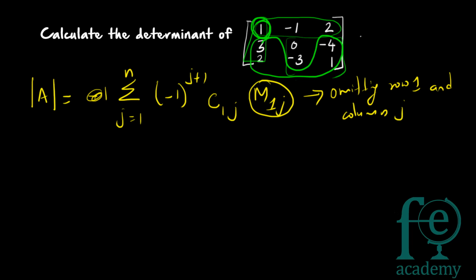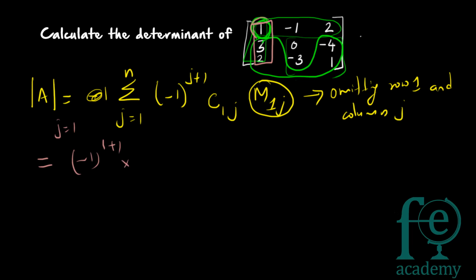So j is the column which you are going to omit. So that is the meaning here. So first let us start writing the formula. First you have to omit the first column. The first column is to be omitted. So when the first column is omitted, j's value is equal to 1. So first case j is equal to 1. So (-1)^(1+1) into C1j.